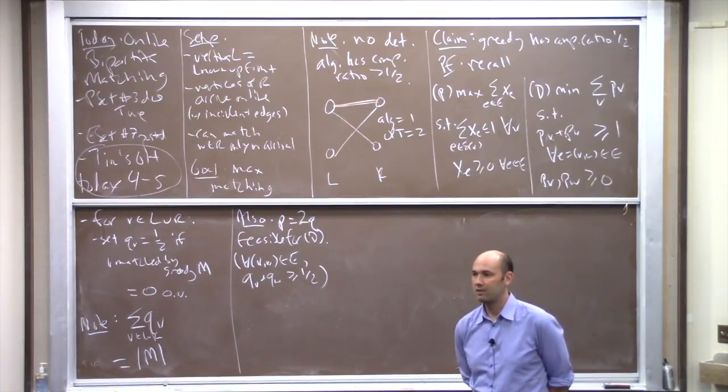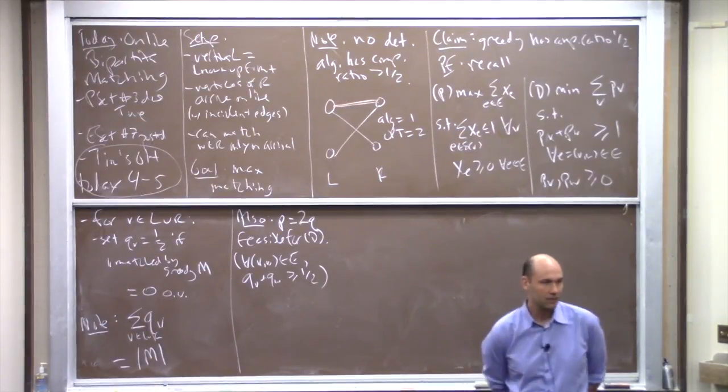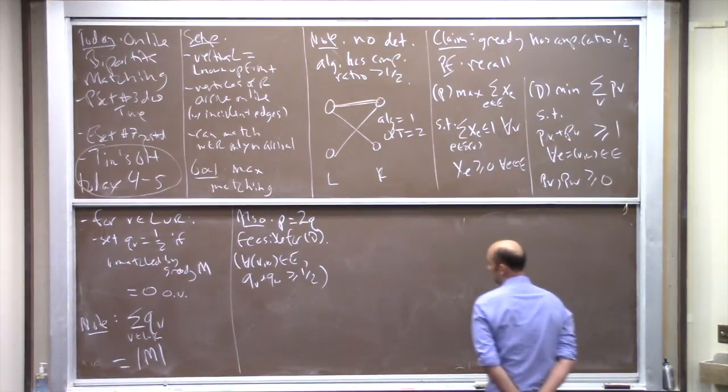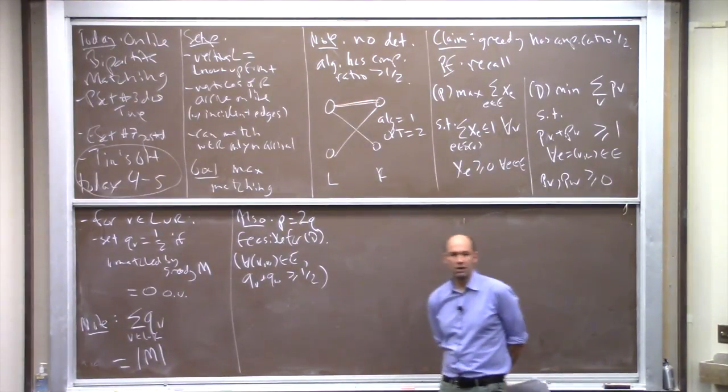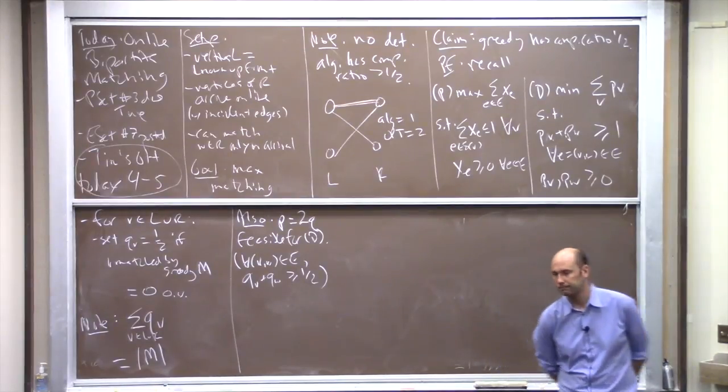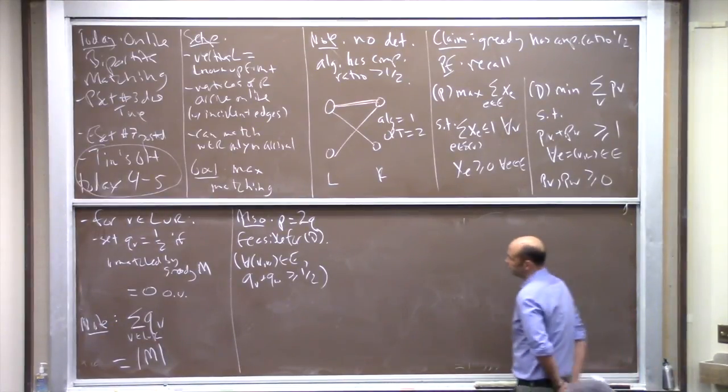So another way of thinking about it is the greedy solution outputs a maximal matching. So there's no way you're going to have 2 points connected by an edge, both of which are unmatched, okay? Is everyone okay with that?